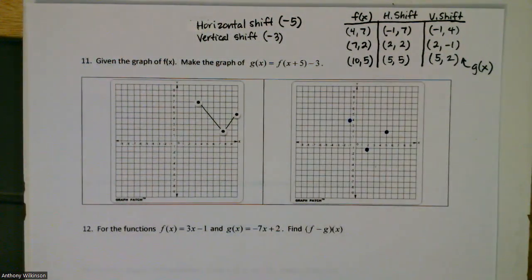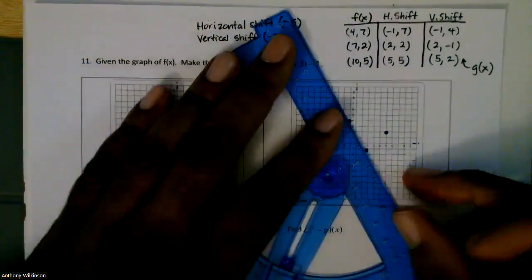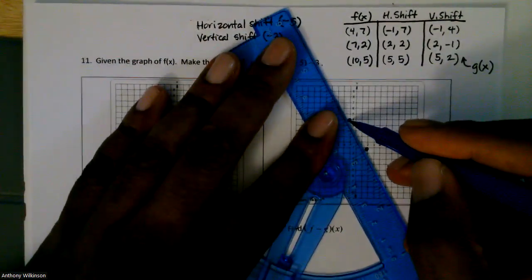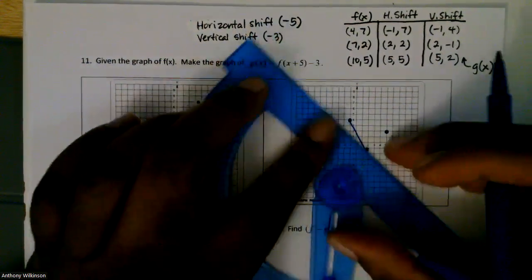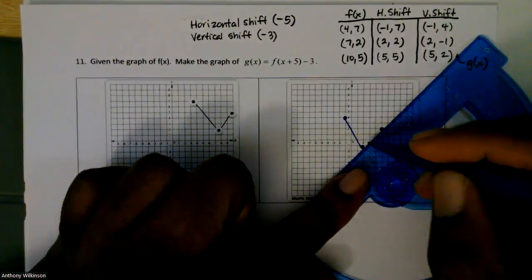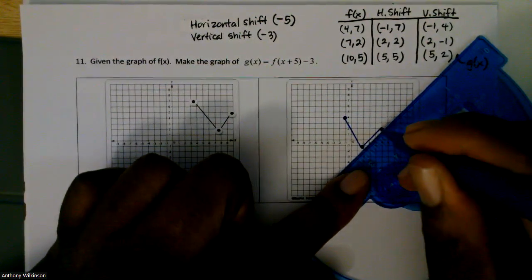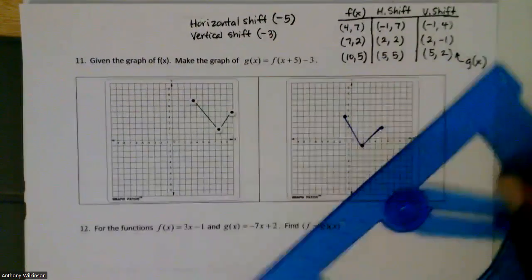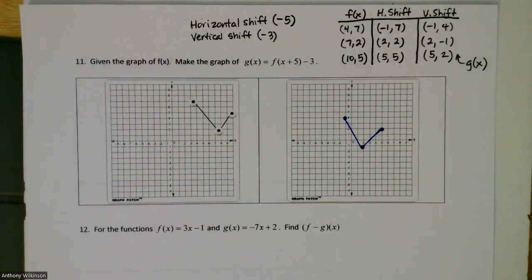And if I connect those points, you'll see the graph is similar to the one for f of x, but it's just shifted to the left 5 and down 3. To the left 5 and down 3. Okay. So that's what problem number 11 is. Be sure that you are familiar with those transformations of functions back in section 2.5.